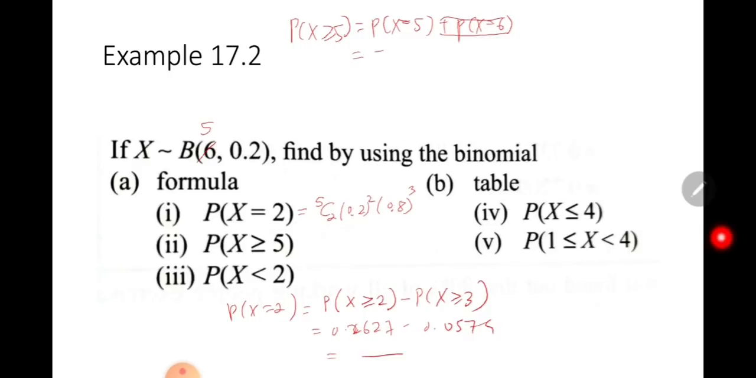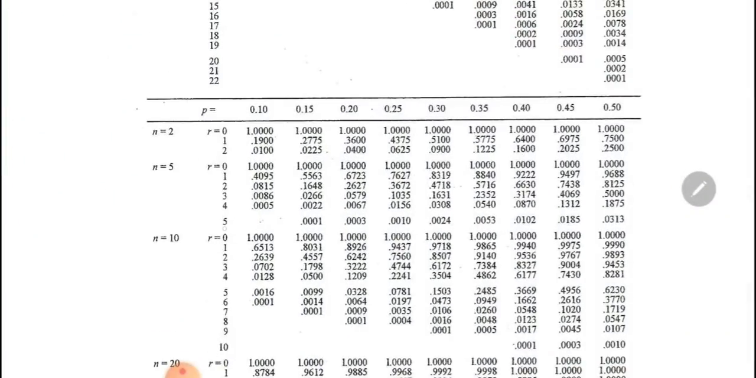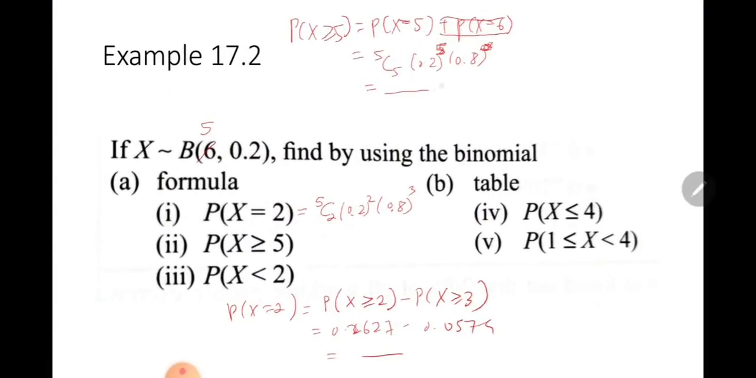Okay, so that will be 5C5, 0.2 power 2, 0.8 power 0. This is 5, this power 0. Okay, so you will get your answer, you calculate. So if you want to use the table, you just find n equals to 5, p equals to 0.2. So here, your answer will be 0.0003. Okay, so your answer will be here. If you use the table, 0.0003.